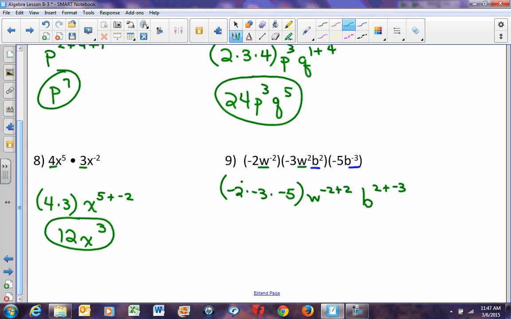Now I'm going to multiply everything together and add everything together that I can. Negative 2 times negative 3 is positive 6. Positive 6 times negative 5 is negative 30. W to the 0. B to the negative 1st. Hopefully you remember that anything to the 0 power is 1.